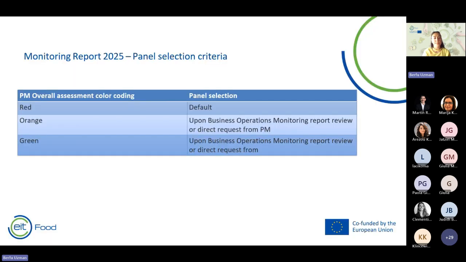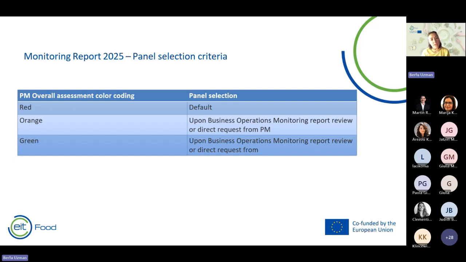And let me show you which ones are the ones for sure that will be discussed in a panel. The red ones, so the projects that were marked with red as an overall activity by the program manager, project monitor, will by default be a part of the panel selection agenda. So projects that are rated red will be in the panel.